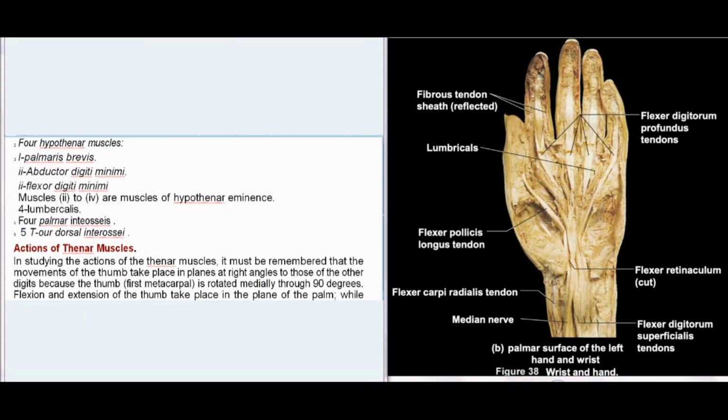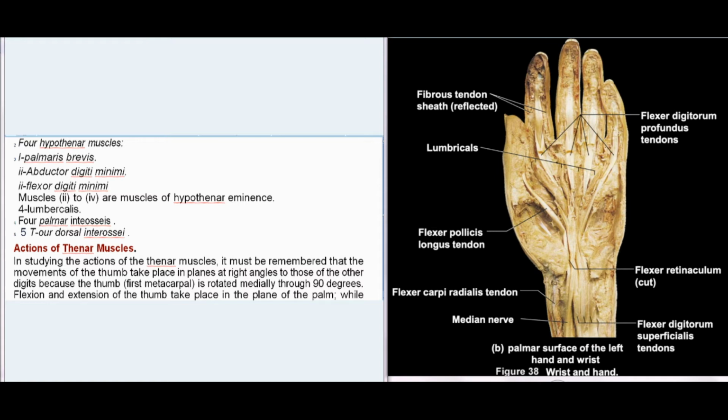2, 4 hypothenar muscles: 1 palmaris brevis, 2 abductor digiti minimi, 3 flexor digiti minimi, 4 opponens digiti minimi. 3 and 4, muscles of hypothenar eminence. 4 lumbricals. 4 palmar interossei. 5, 4 are dorsal interossei.